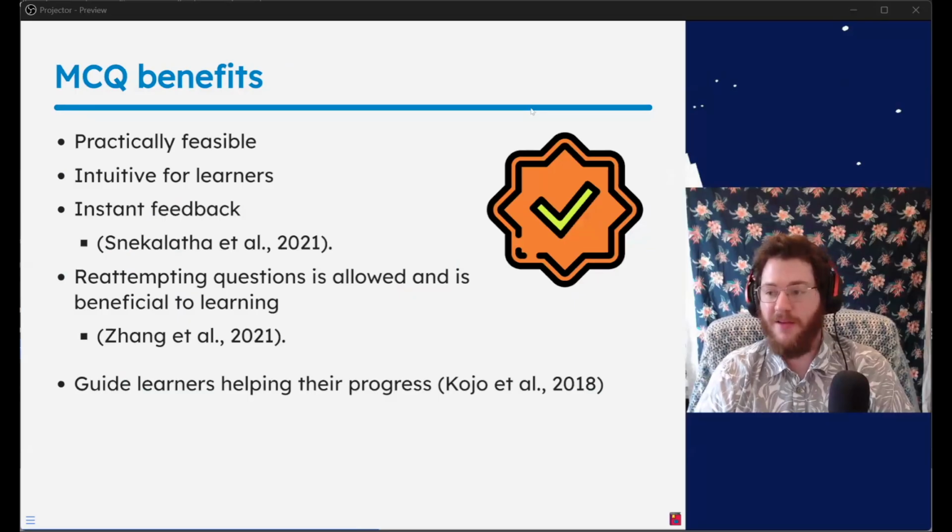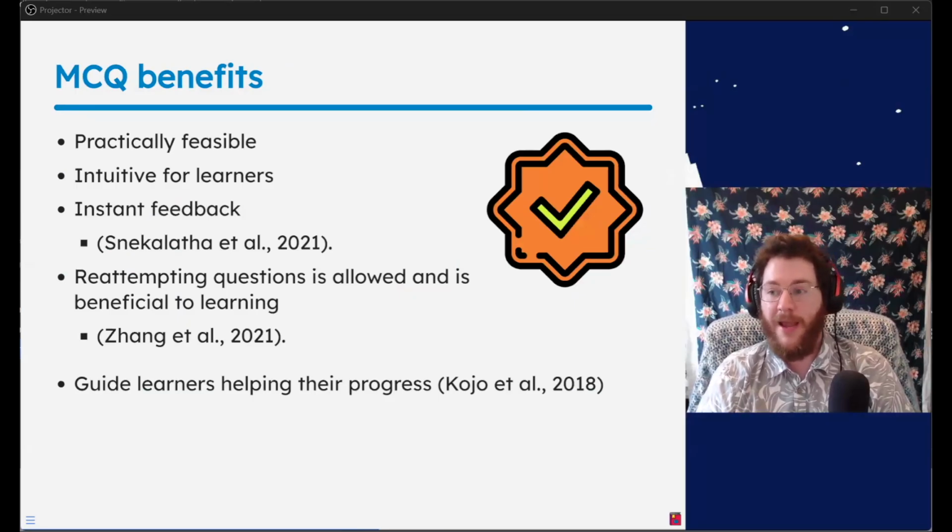And so what are the benefits of using MCQs? They're practically feasible. If you're using Bookdown, Quarto, etc., it's not too hard to add these in. Again, if you're using more like PDFs and so on, then not so feasible. But if you're using these HTML-based tools, then they're really good.